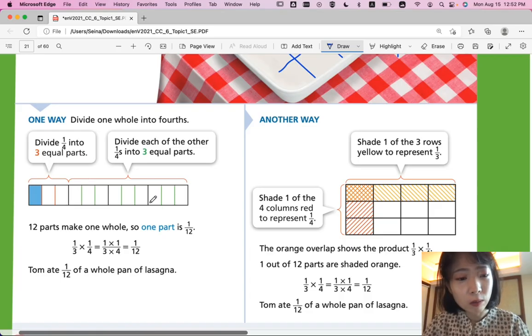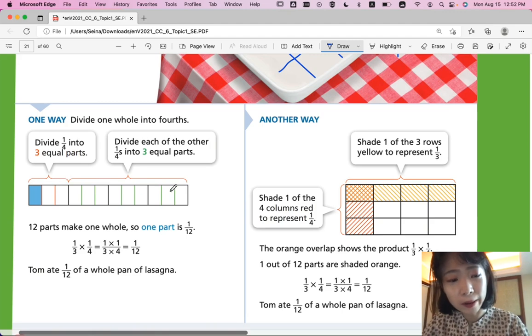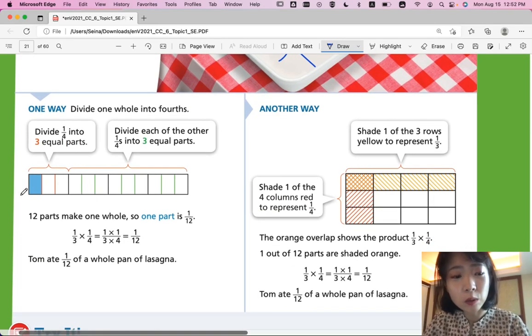So if this whole bar represents 1, we divide that into fourths. 1, 2, 3, 4. And Tom just ate 1/3 of that. And so we're going to divide the other parts into thirds and say, oh, there are 12 pieces and he only ate 1. So 12 parts make 1 whole, so 1 part is 1/12.